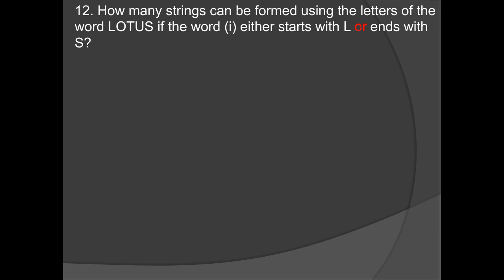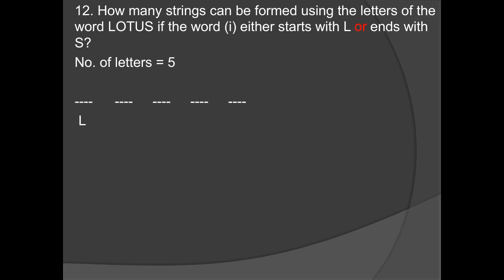Sum 12. How many strings can be formed using the letters of LOTUS if the word either starts with L or ends with S? First, the number of letters in LOTUS is 5, isn't it? First I'm going to keep L, placing L in the beginning, and I'm going to find the number of strings.